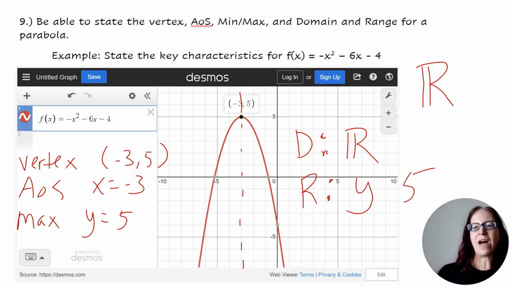And your range, last but not least, the range is always y coordinates, and it has something to do with that 5, and then you have about a 50-50 shot of greater than or less than. This one, the parabola is going down and it's maxing out at the 5. So all of your y values have to be less than 5, or they could be equal to 5 if they are at the vertex.